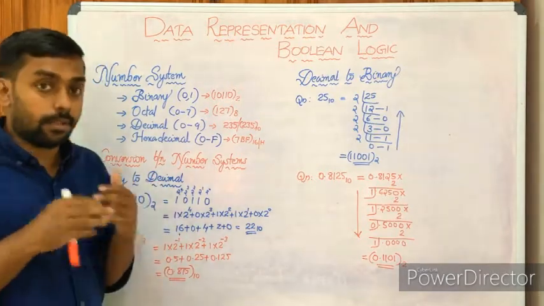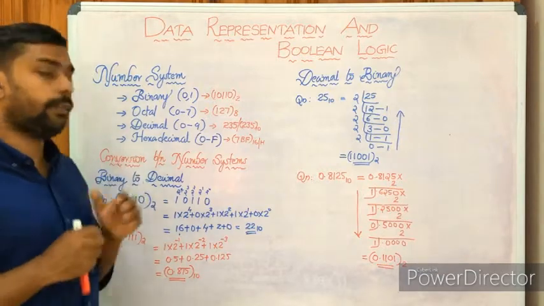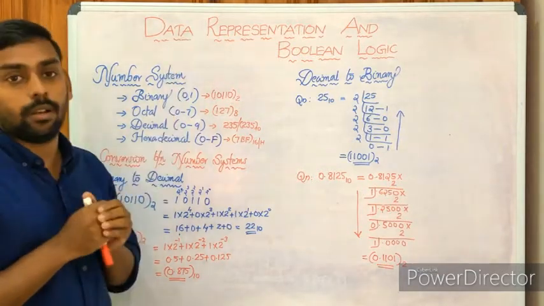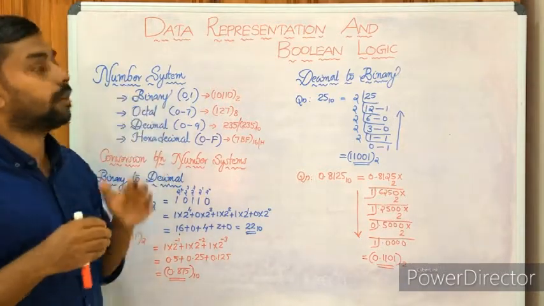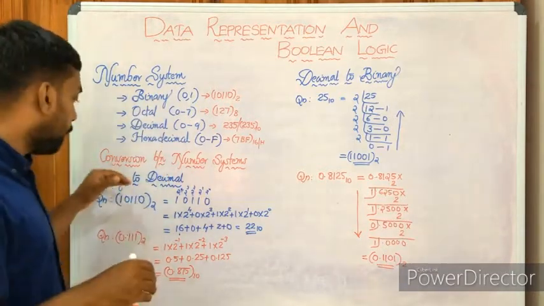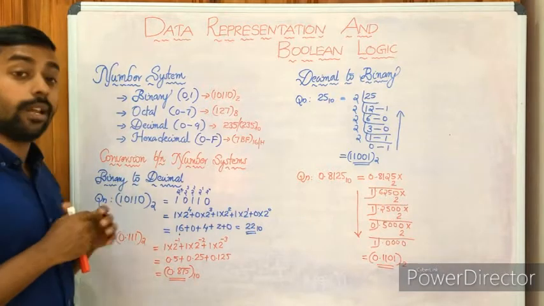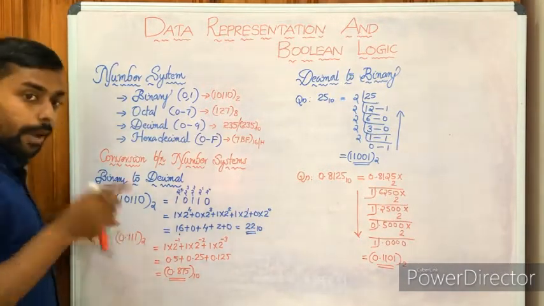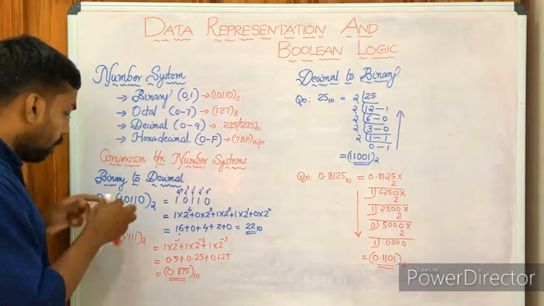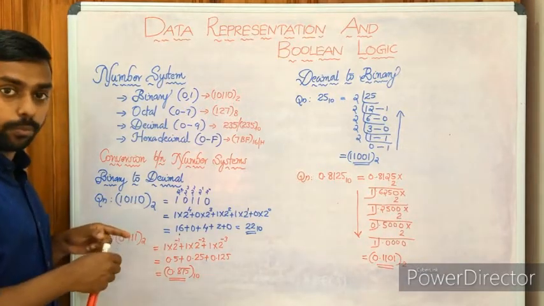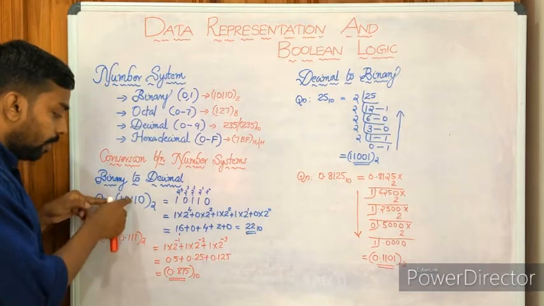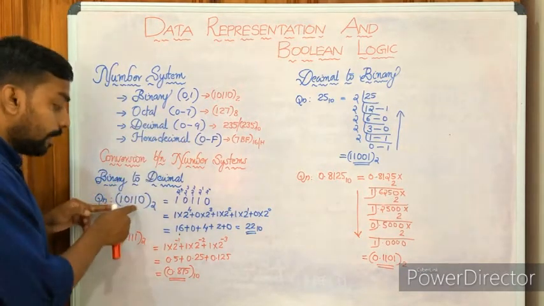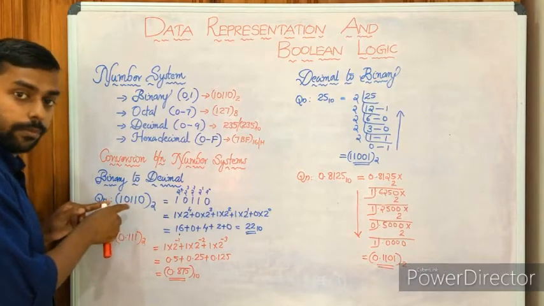After that, we have seen two conversions. Conversion between number systems is our main topic under this session, data representation. So here is our first conversion, binary to decimal. Here we have a sample number, 10110 base 2. We are going to convert this binary value to its decimal equivalent.